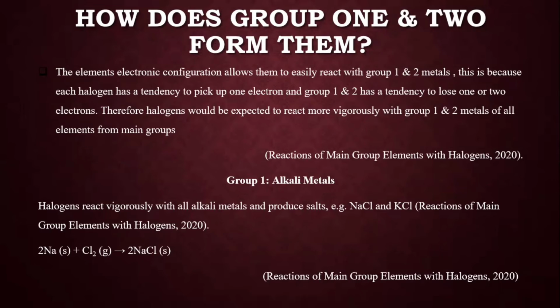Now we'll look at how group 1 and 2 elements form them. So the elements' electronic configuration would allow them to easily react with group 1 and 2 metals because each halogen has a tendency to pick up one electron and group 1 and 2 have a tendency to lose 1 or 2 electrons. Therefore, the halogens would be expected to react more vigorously with group 1 and 2 metals of all elements from the main groups. So let's look at group 1 alkali metals. Halogens would react vigorously with all alkali metals and produce salts such as NaCl and KCl.